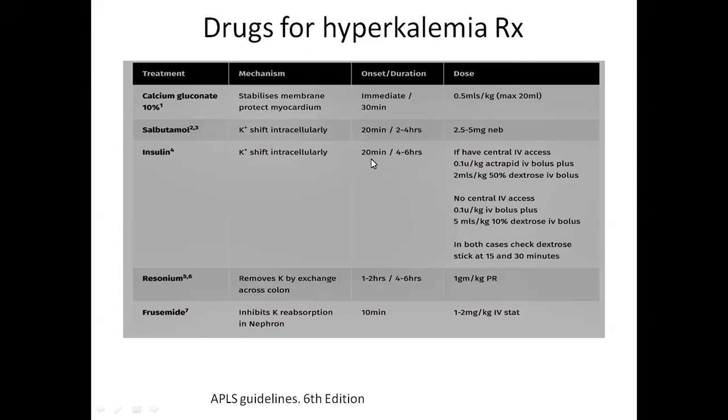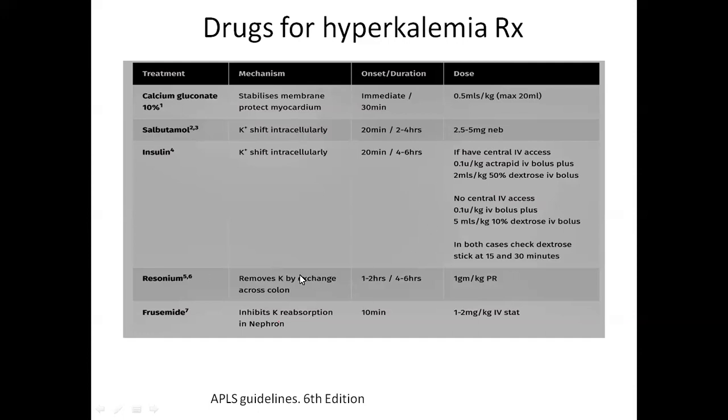And insulin starts working after 20 minutes and can work for 4 to 6 hours. Like we discussed, if you don't have a central line, the dose is 0.1 unit per kg with 5 ml per kg of 10% dextrose as an IV bolus. And this is the ER management. But if you're still having persistent hyperkalemia, you can start an infusion of insulin, going up to 0.5 units per kg per hour, along with dextrose to maintain the sugars.